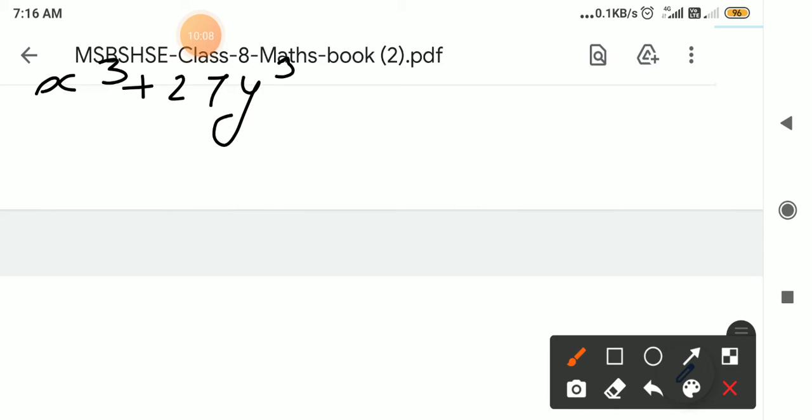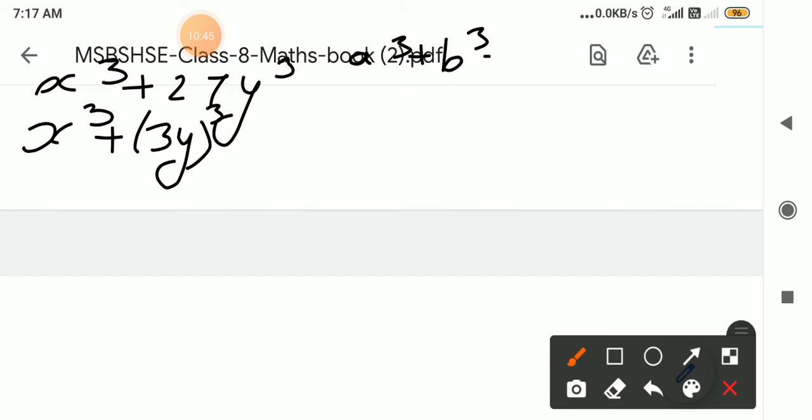Before solving this lesson, it is your duty to learn the cubes of numbers from 1 to 10. That is important. Then the examples become easy for you. So first of all, x cube plus 27y cube. You know that 27 is the cube of 3. 3 3s are 9, 9 3s are 27. So (3y) cube. Now use the formula a cube plus b cube.